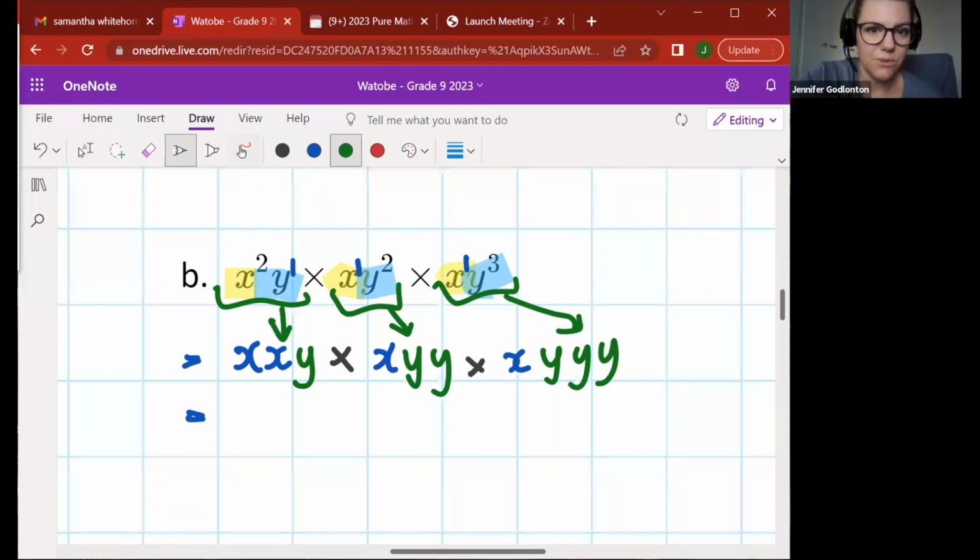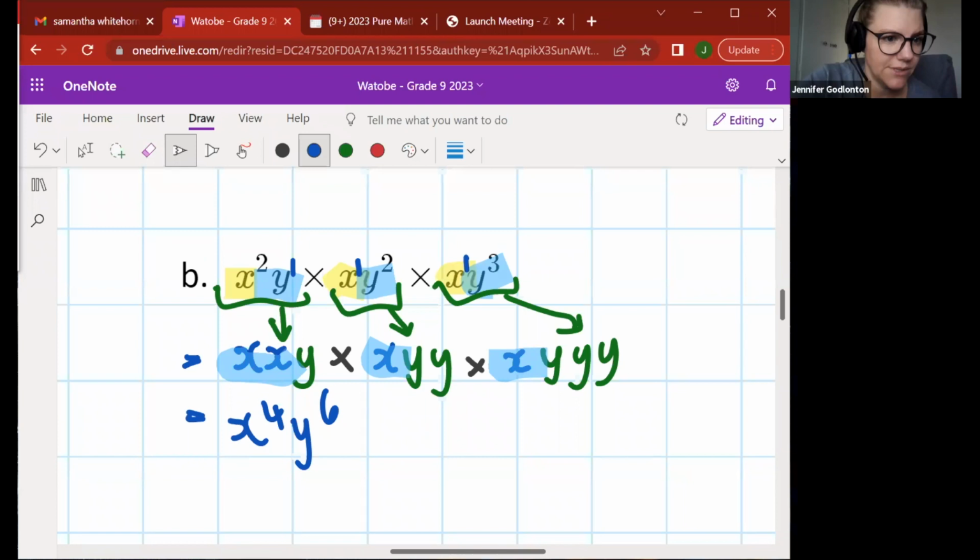Then all we're doing is we're basically adding what we have. So we have 2 x's, then another x, then another x. And so we have 4 x's, x to the power 4. And our y's, we've got 1, 2, 3, 4, 5, 6, y to the power 6. Hopefully that makes that a little bit clearer.